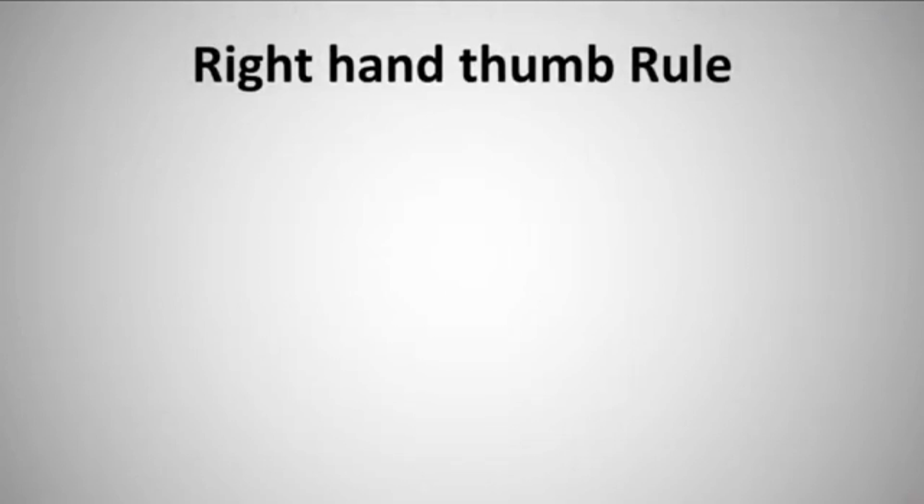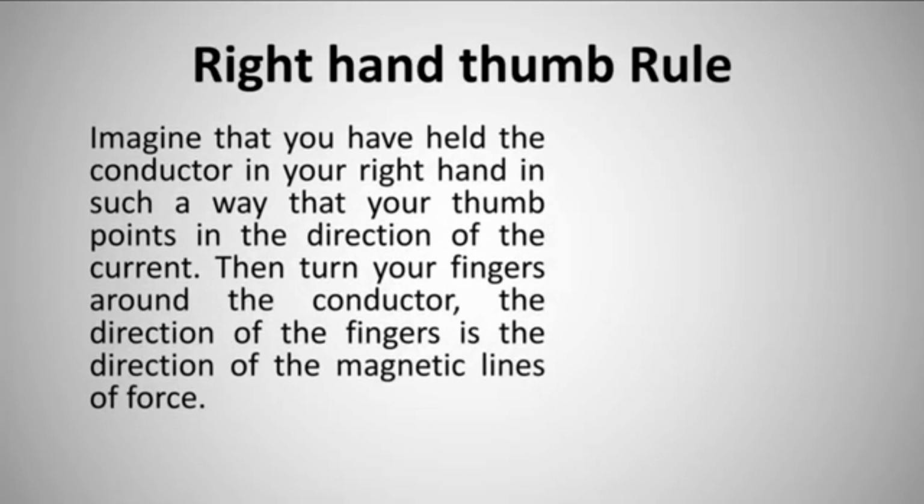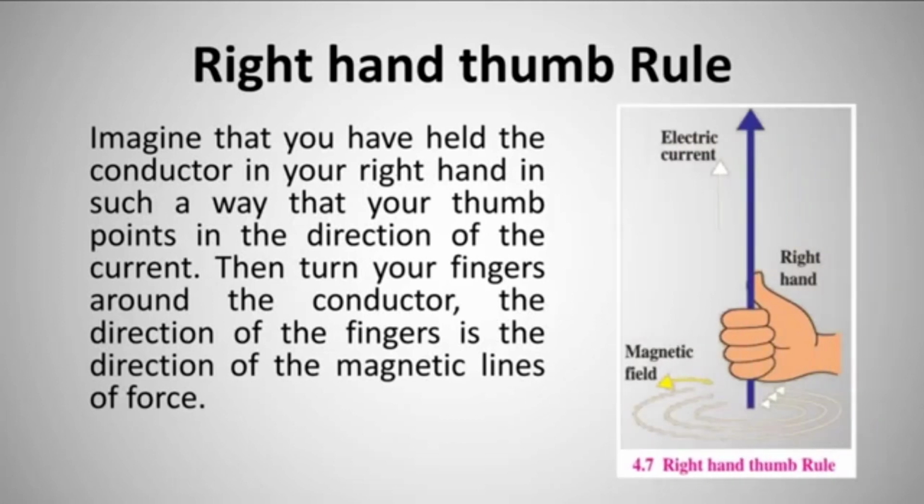Right hand thumb rule. Imagine you have held the conductor in your right hand as shown in figure 4.7 in such a way that your thumb points in the direction of the current. Then turn your fingers around the conductor. The direction of the fingers is the direction of the magnetic lines of force.